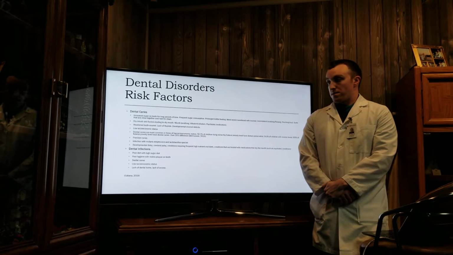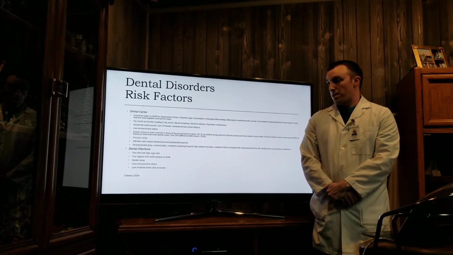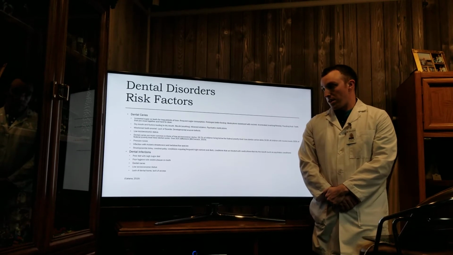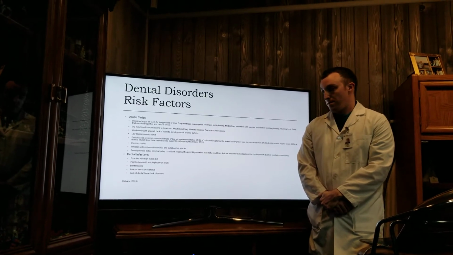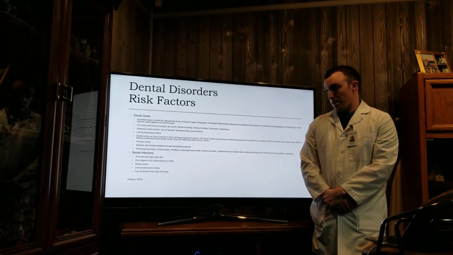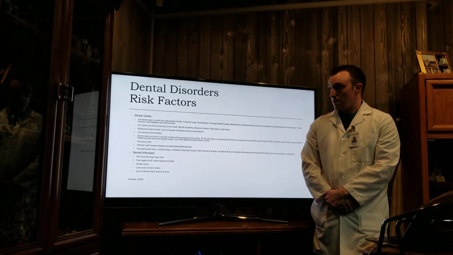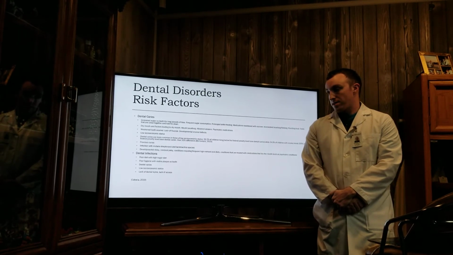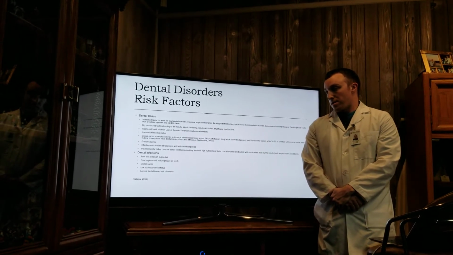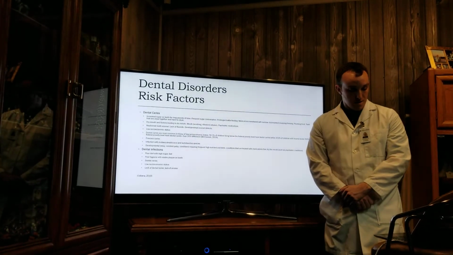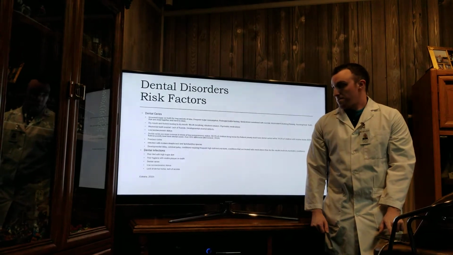And some risk factors for dental infections: a poor diet with high sugar, poor dental hygiene with visible plaque on teeth, dental caries, low socioeconomic status just like the previous for dental caries, and then lack of a dental home, lack of access. If you're unable to go to the dentist, it's more likely for you to get infections because you're not having preventative treatment done.